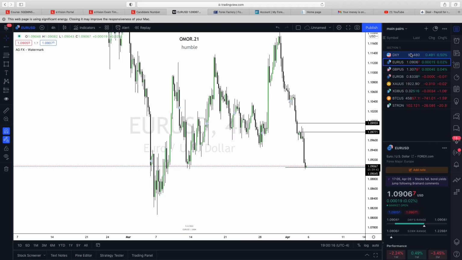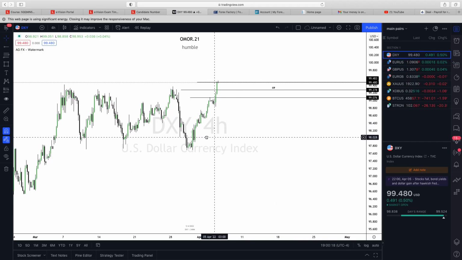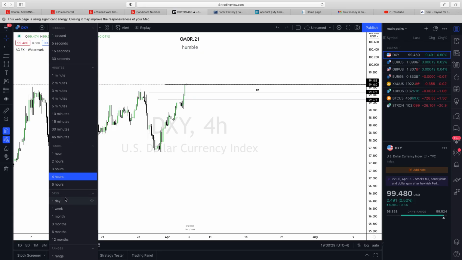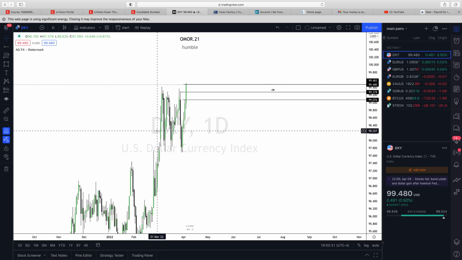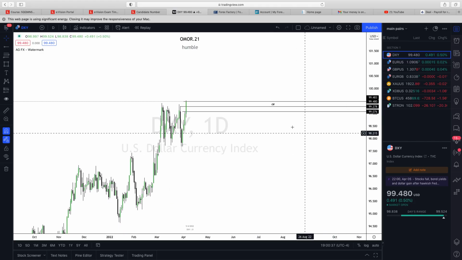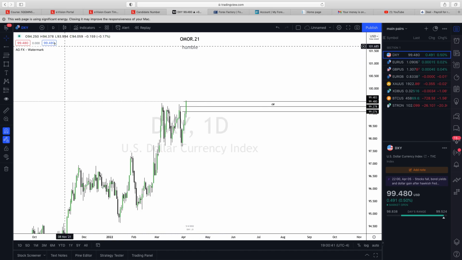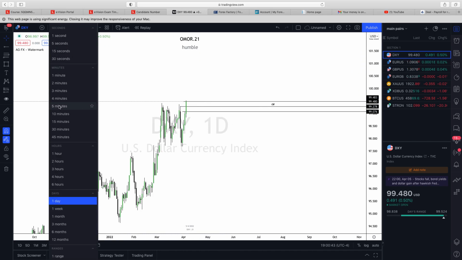Now, how do we use imbalances? Well, of course, it's the same as anything else. When we look at the imbalance on the higher time frame, we don't trade off the higher time frame. We use these imbalances on a higher time frame as areas where we expect the reaction to occur. This is where we expect the retracement to end before a continuation or expansion again to the upside for the DXY. And then on your lower time frames, right?